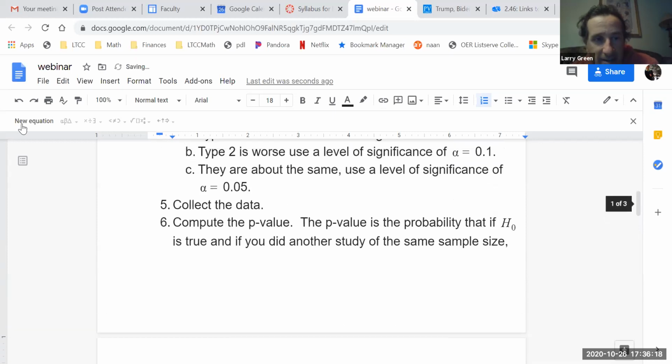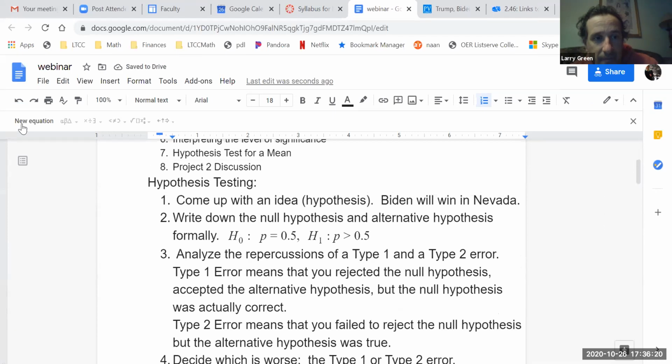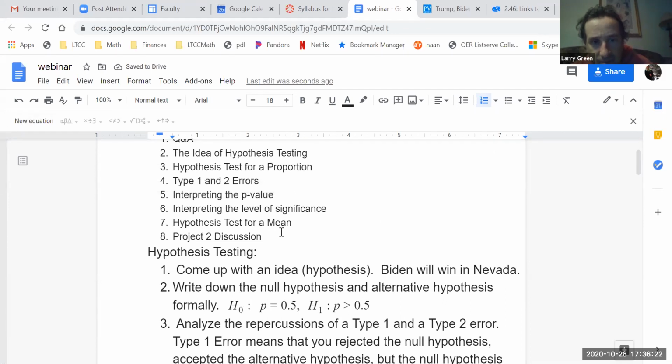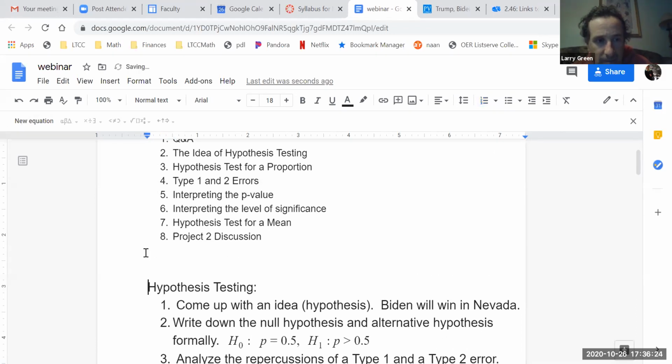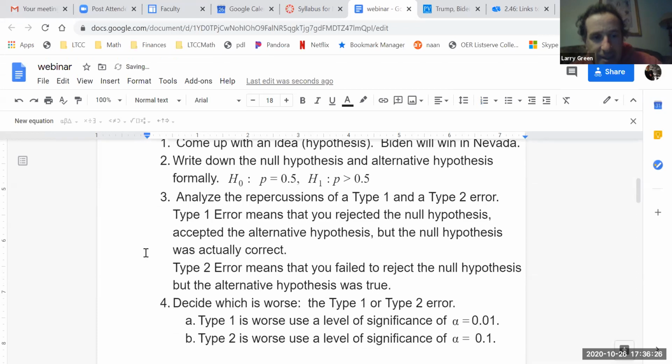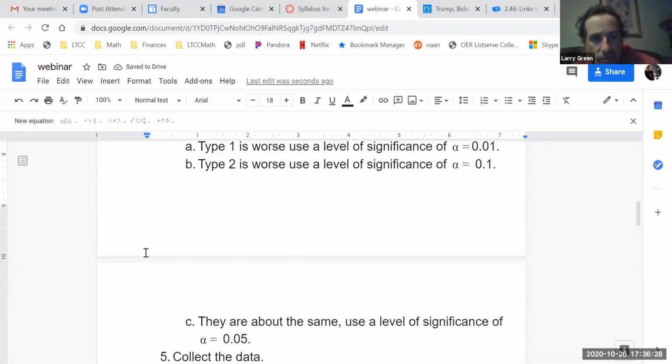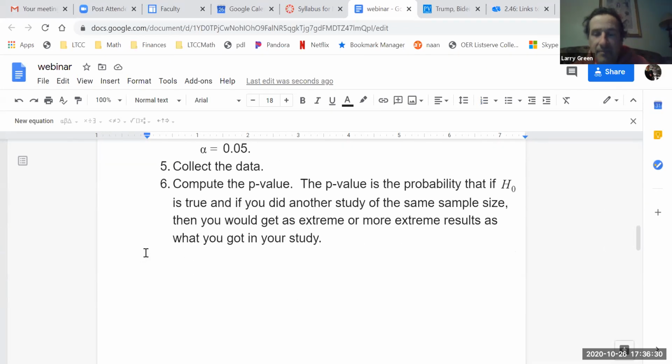And it changed pages, so let me fix that a little bit. That might do it. Okay. So I know that's kind of abstract, but it tells you how unlikely your data is had H naught been true. So let me give you a simple example.